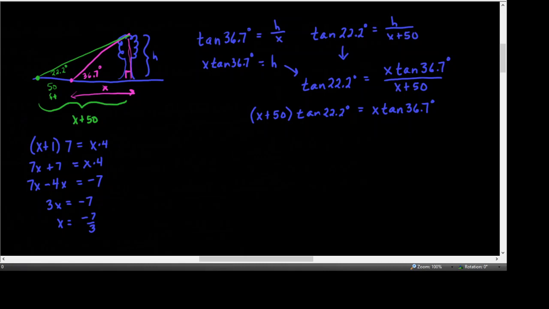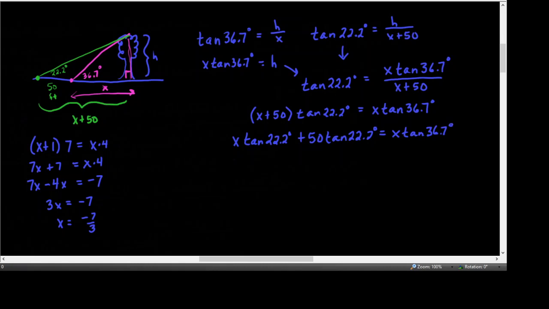So I'm going to distribute the tangent of 22.2 degrees, so that will be x times tangent of 22.2 degrees plus 50 times tangent of 22.2 degrees equals x tangent of 36.7 degrees.